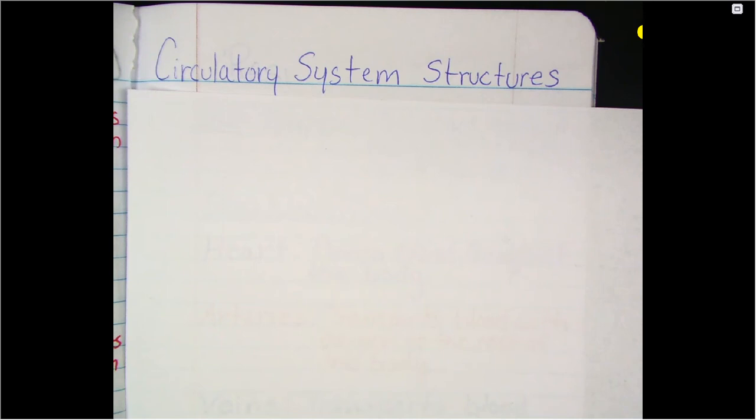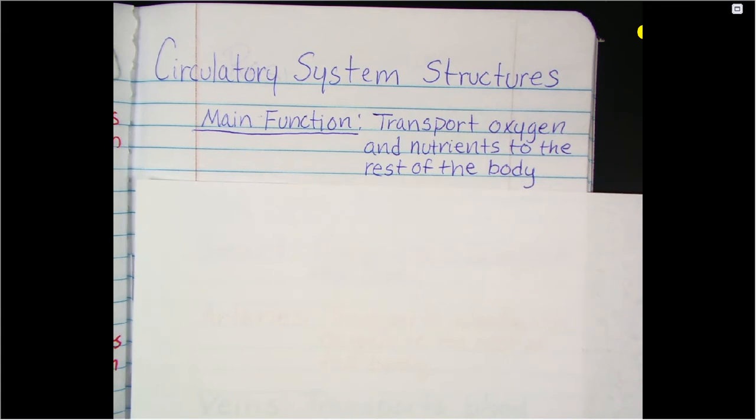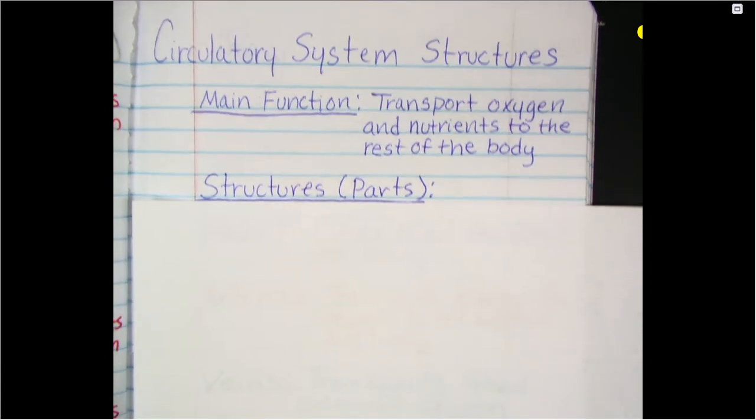Hey guys, so today we're going to talk about the circulatory system structures. We're going to see how these things work and help this system transport the oxygen and nutrients to the rest of the body. Okay, so again, here's a reminder of what the main function is, right? Transporting those oxygens and nutrients to the rest of the body. Okay, so we're going to talk a little bit more about the structures.